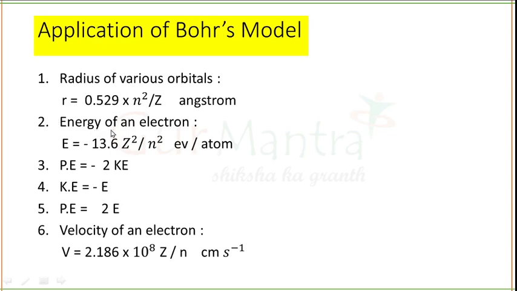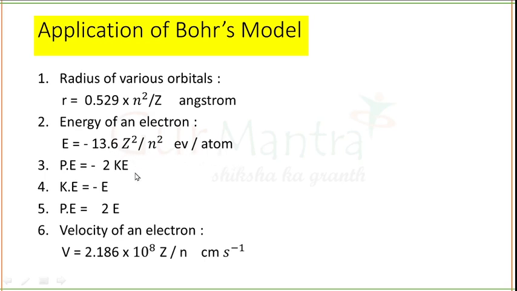Second point is the energy of an electron. We can calculate the energy of an electron by using this simple formula, that is E = −13.6 Z² / n², where Z represents the atomic number and n represents the number of the orbit, and the unit should be electron volt per atom.